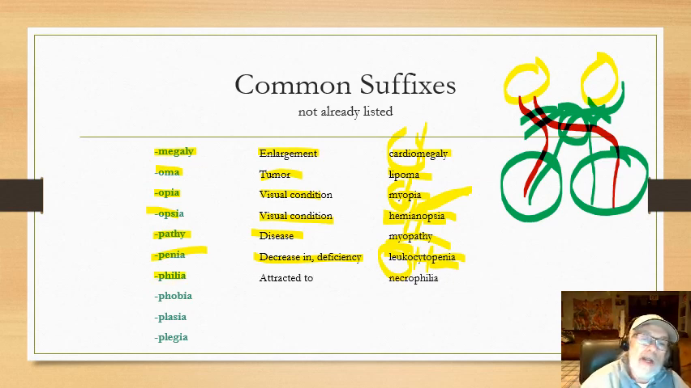Philia. Attracted to something. Oh, this is something you don't want. Necrophilia. Necro means dead or death. So if someone has necrophilia, it means they're attracted to dead things.